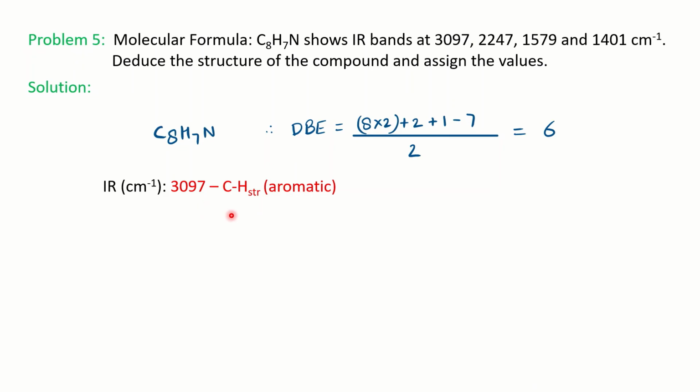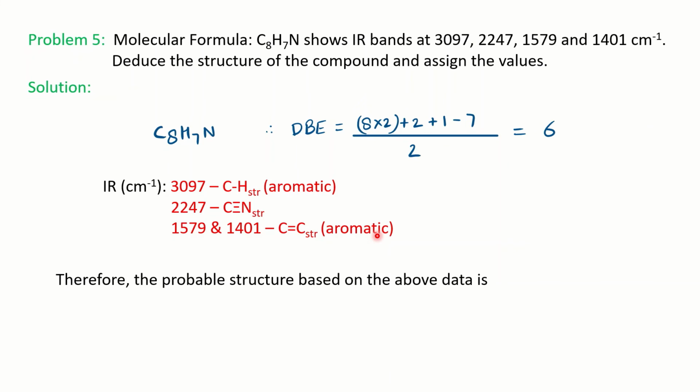Now we see the confirmation of the presence of aromatic group by IR 3097, which confirms the presence of CH stretching for aromatic. Then you have a peak in the range of 2200 to 2260, which confirms the presence of nitrile group. So basically you have already proved the 6 DBE: 4 for the aromatic, and 1 triple bond carries 2 DBE. So 4 plus 2, 6 DBE we have already proved, so no more unsaturation. 1579 is the characteristic peak of C double bond C stretching for aromatic compound.